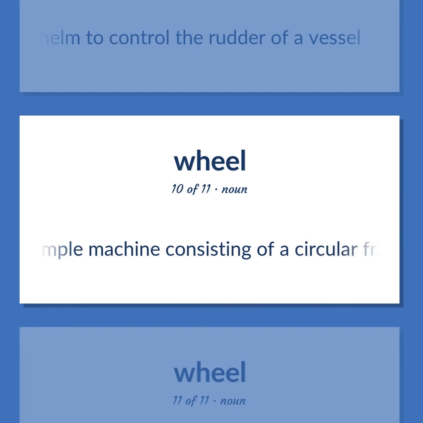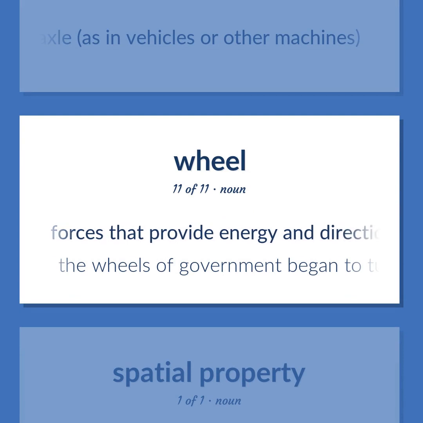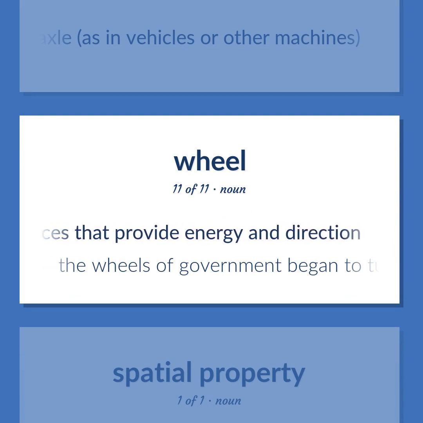A simple machine consisting of a circular frame with spokes, or a solid disc, that can rotate on a shaft or axle, as in vehicles or other machines. Forces that provide energy and direction. The wheels of government began to turn.